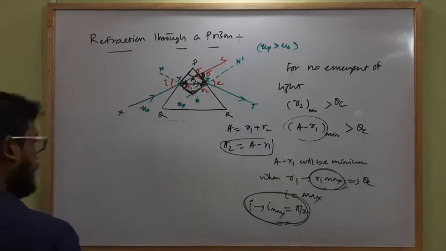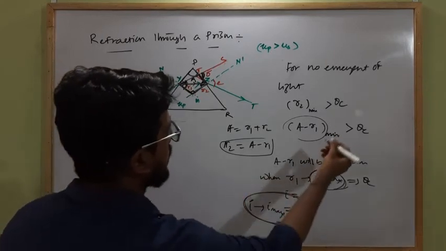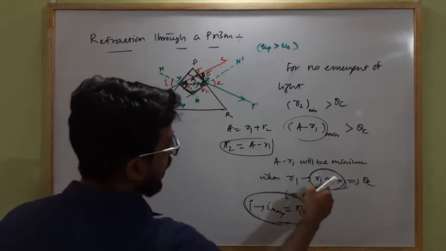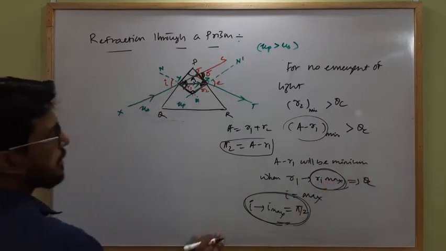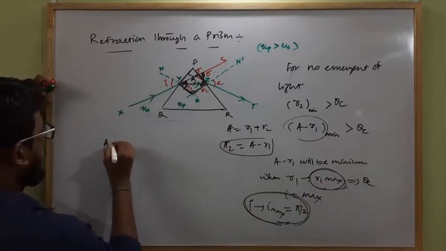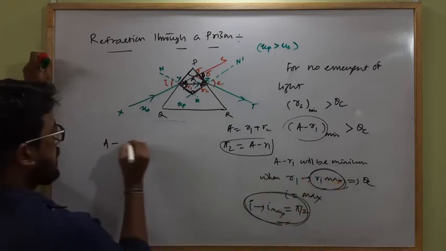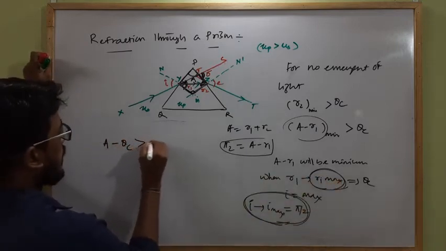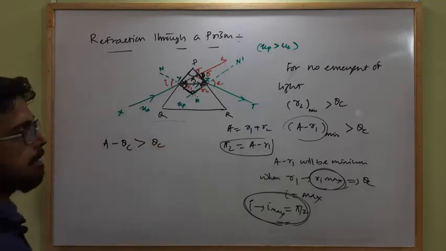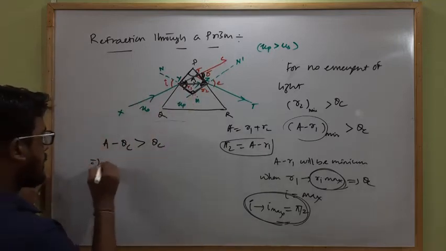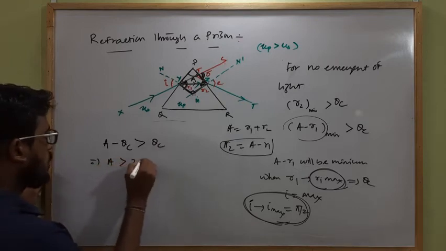So from this we will get the condition, that is A minus R1 minimum. What is A minus R1 minimum? That means R1 maximum is equal to theta C. So A minus R1 maximum, what is R1 maximum? That is theta C will be greater than theta C. This is the condition. There will be no emergence. So this implies A must be greater than 2 theta C.